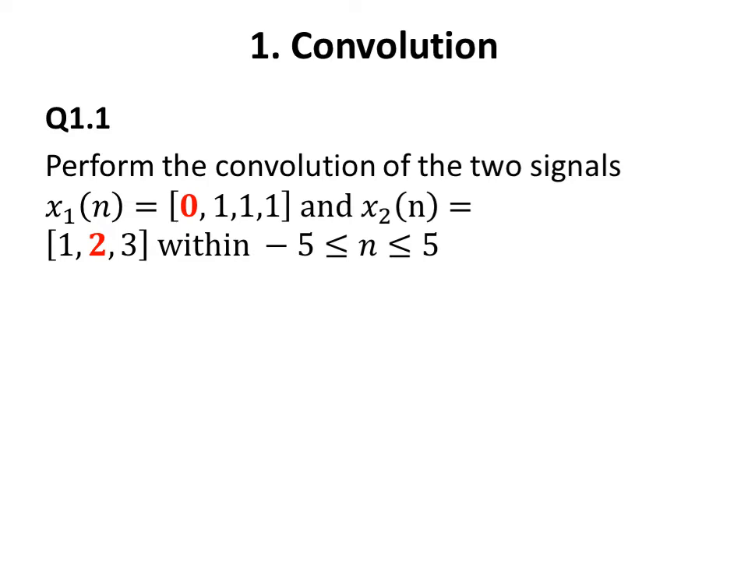Then, in order to summarize what we have done, you can draw the stem plots of x1, x2, and the resultant, which is the convolution of x1 and x2.